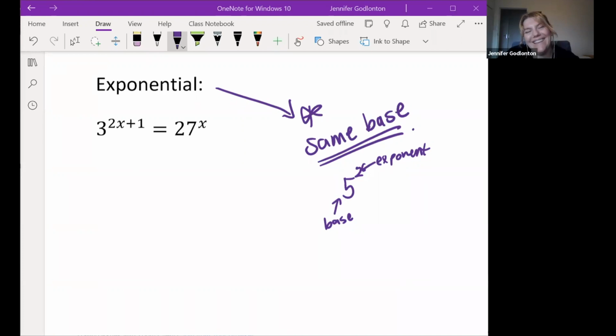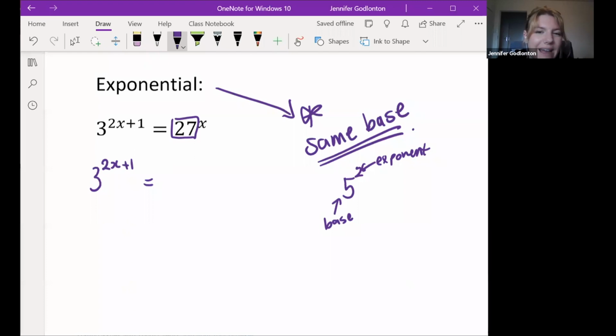Hi, ma'am. Okay, so ma'am, the 27 becomes into a 3, right? And then since we have the same bases, we can say 3 to the power of 2x plus 1 minus x, which gives us x plus 1. How do we change that 27 to have a base of 3? Oh, divide by 3. I mean square root, cube root 3.